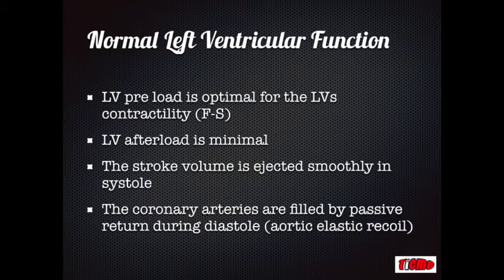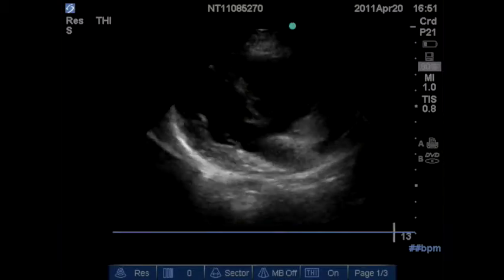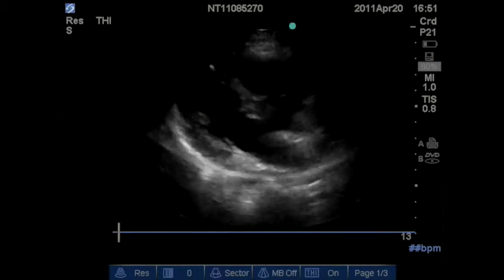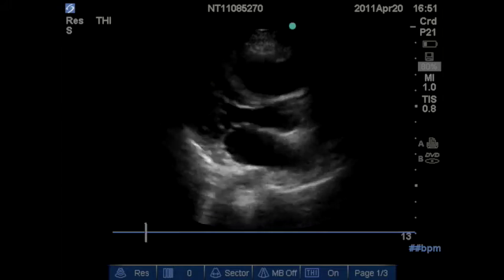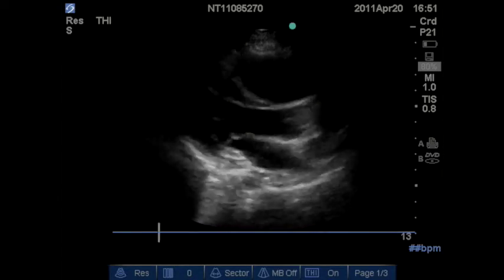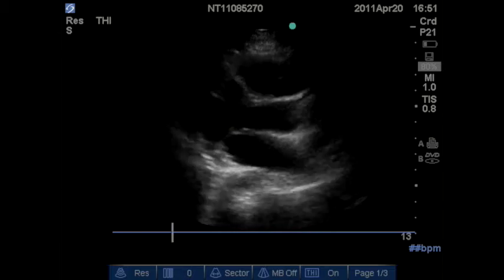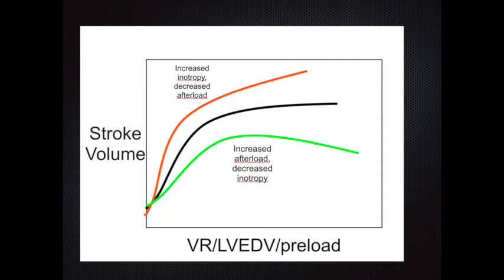Righto, so jumping straight into it with normal left ventricular function, the left ventricular preload is always going to be optimized for the LV's contractility to keep the stroke volume consistent. Now remember the Frank-Starling curve, which shows this lovely relationship with a lovely plateau phase where our normal hearts function along, so we can keep our stroke volumes nice and constant when the preload varies.